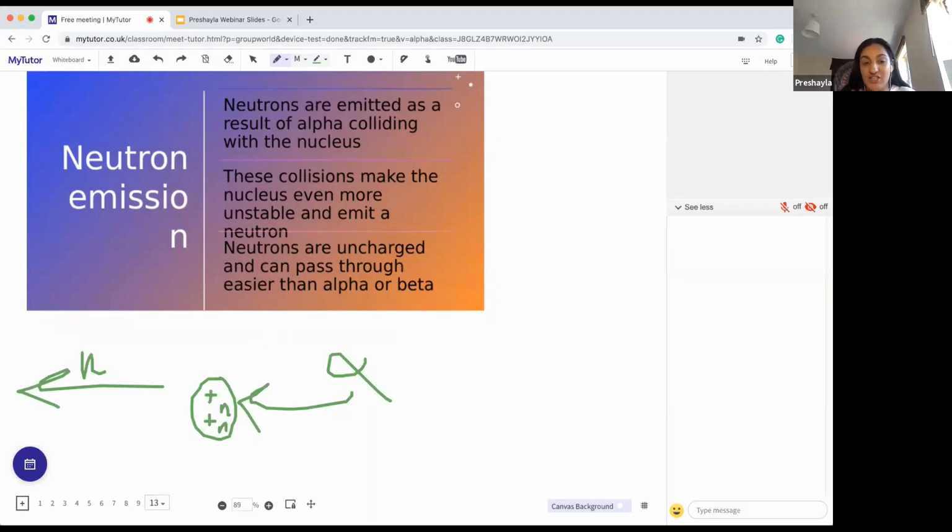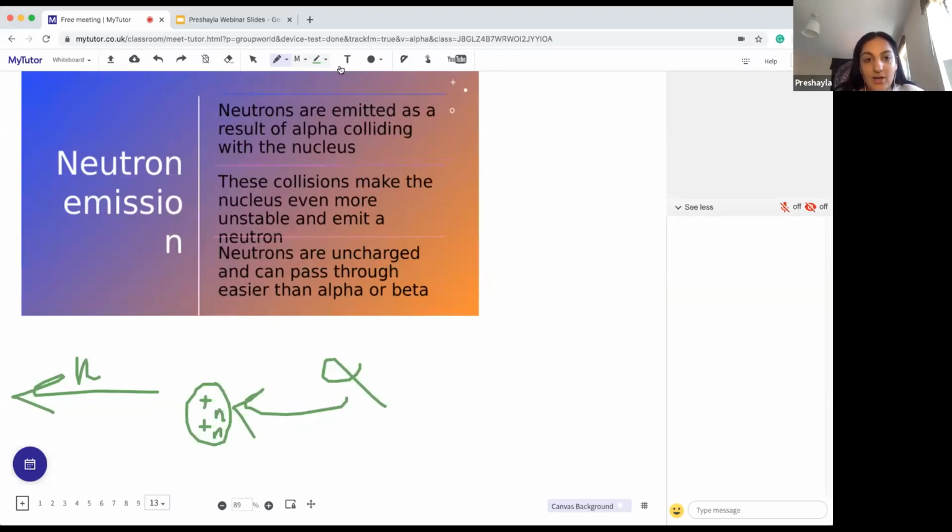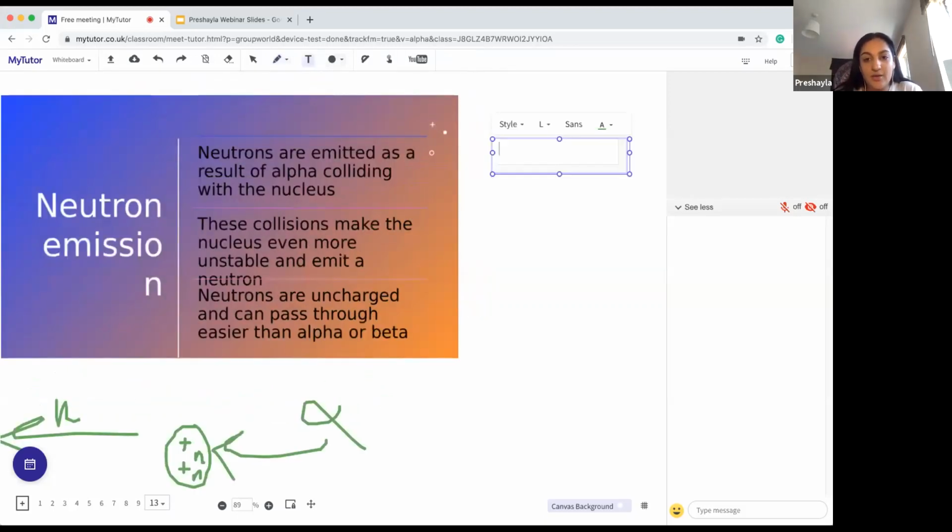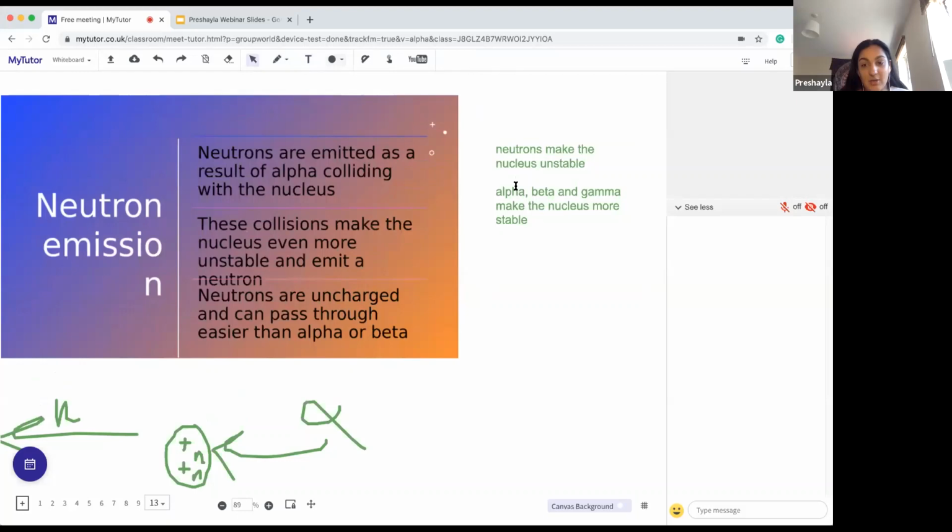Now these collisions make the nucleus even more unstable. So neutron emission makes the nucleus unstable, whereas alpha, beta, and gamma make the nucleus more stable. But neutrons are uncharged and can pass through materials more easily than alpha or beta.